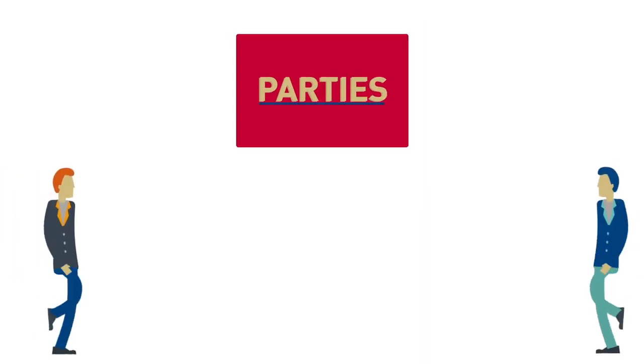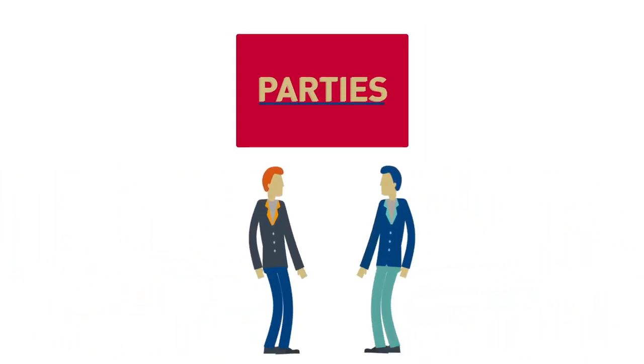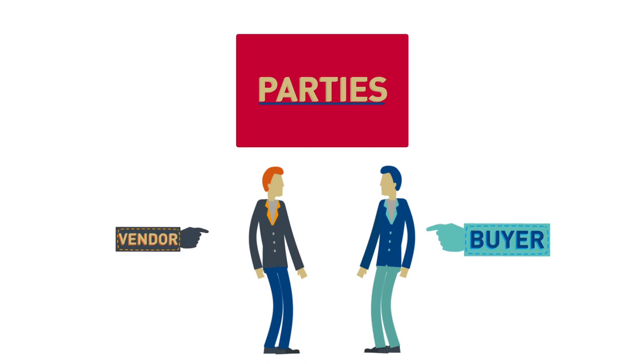There are usually two parties in any business transaction: the buyer and the vendor. In an employee ownership transaction, the business owner is the vendor and the employee group is the buyer.